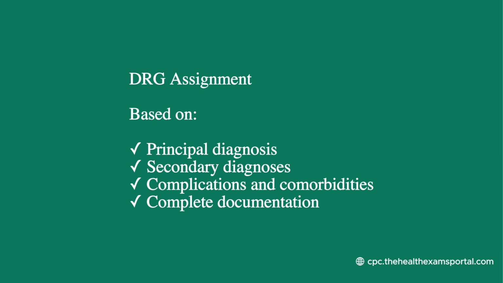HCC coding, or hierarchical condition category coding, assigns risk adjustment factors based on documented and reported chronic conditions. Accurate and specific diagnosis coding is important because it helps create appropriate risk scores, which can influence future payer reimbursement models and healthcare management decisions. When chronic conditions are properly documented and coded, the patient's overall health risk can be accurately represented. Now let's look at why the other options are incorrect.